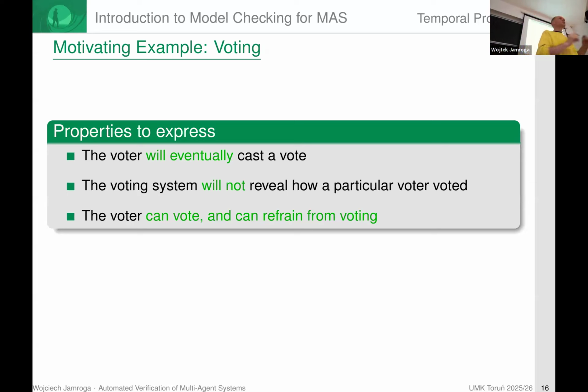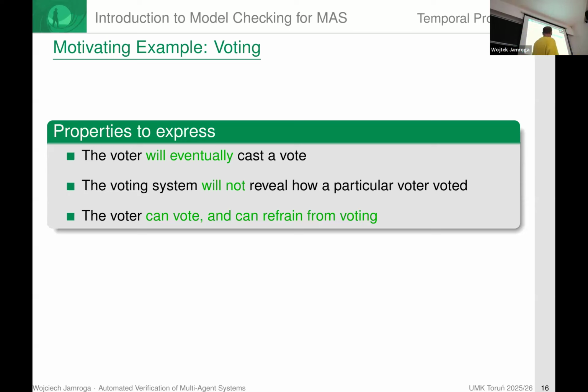So it is this kind of integrity property. The voter will eventually cast a vote if, in the procedure, we assume that the voter is moving towards that goal. It is an important property, and it's not obvious that it is satisfied. Then some kind of information security property: the voting system will not reveal how a particular voter has voted.